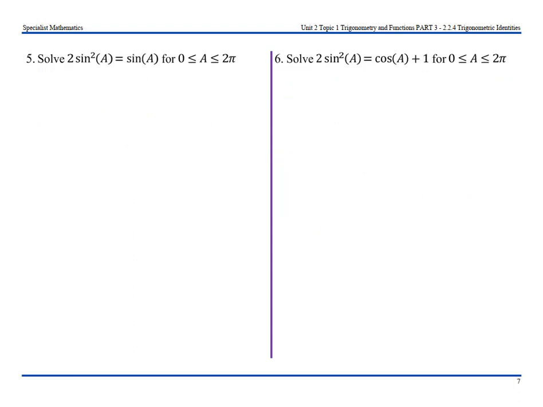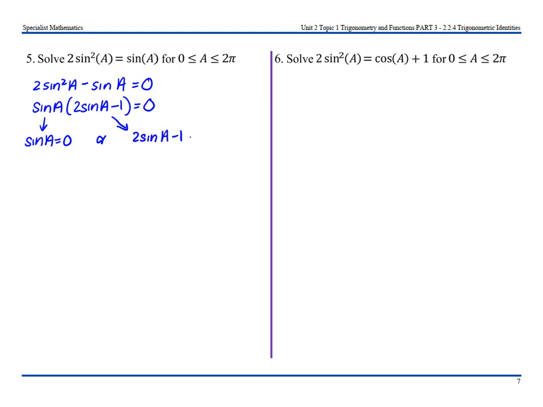Okay, solve 2 sine squared a equals sine a for 0 is less than or equal to a, which is less than or equal to 2 pi. So get everything on one side. You've got 2 sine squared a minus sine a equals 0. So that means sine a outside of 2 sine a minus 1 has to equal 0. So sine a has to equal 0, or 2 sine a minus 1 has to equal 0. 2 sine a equals 1, sine a equals a half.